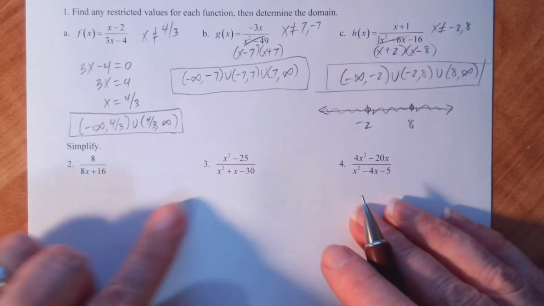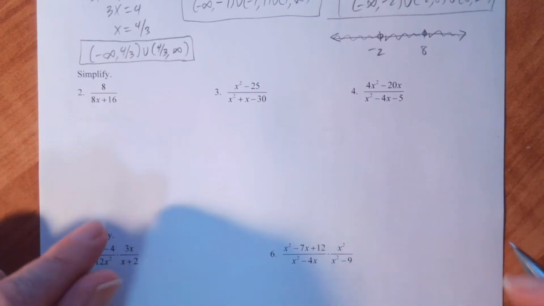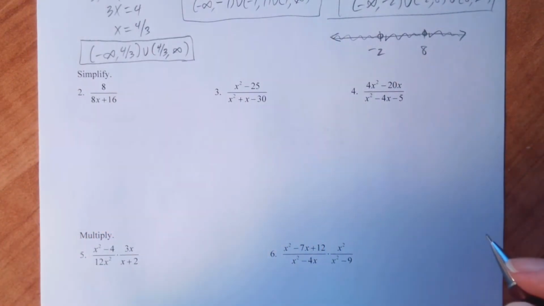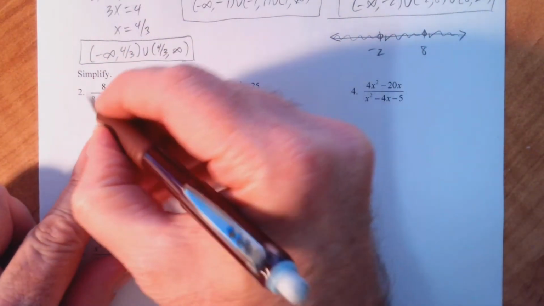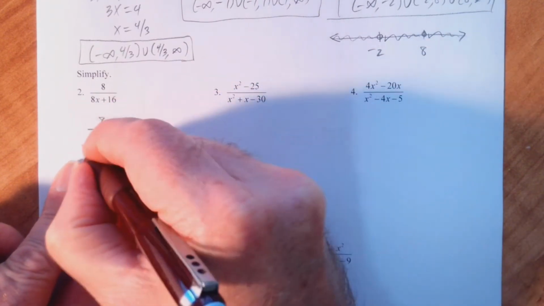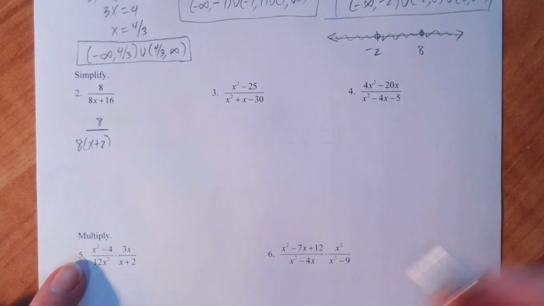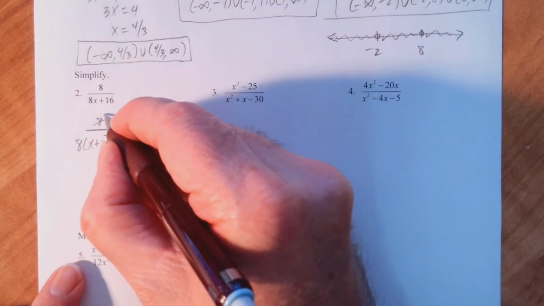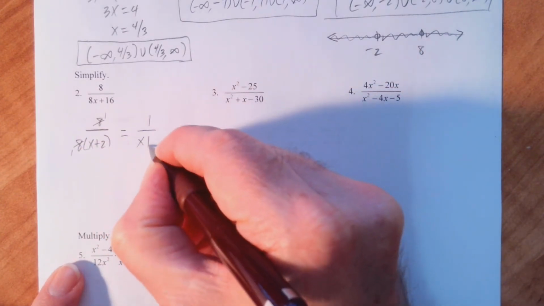Alright, let's move on to simplifying fractions. Now, you ought to know the process, and we talked about how you simplify rational expressions by canceling common factors. Well, that indicates that first you need to factor these. Notice for this first one, we can write this as 8 over 8 times x plus 2. We can factor the denominator here. And if we divide by 8 in the numerator and denominator, we get 1 over x plus 2.